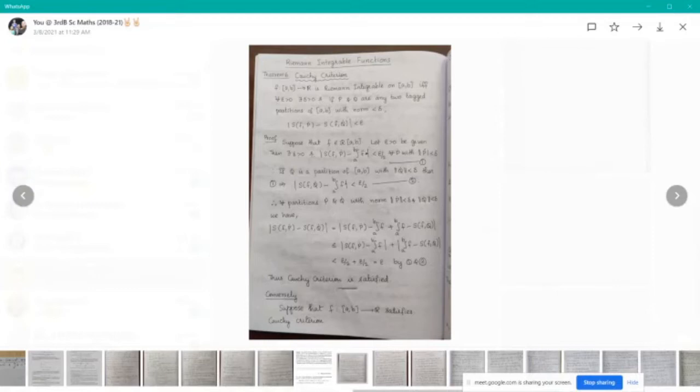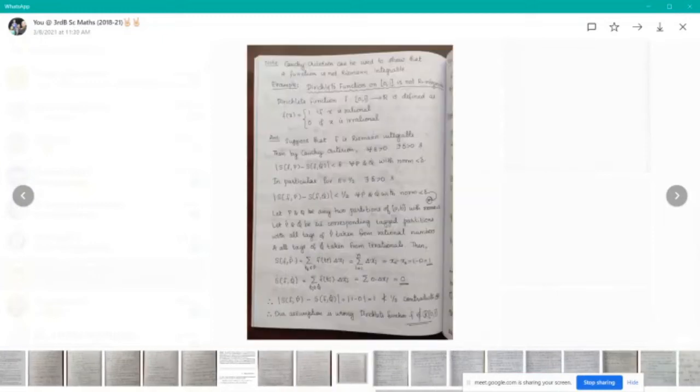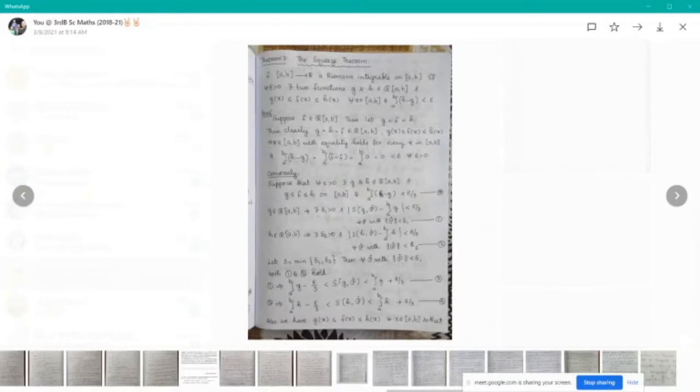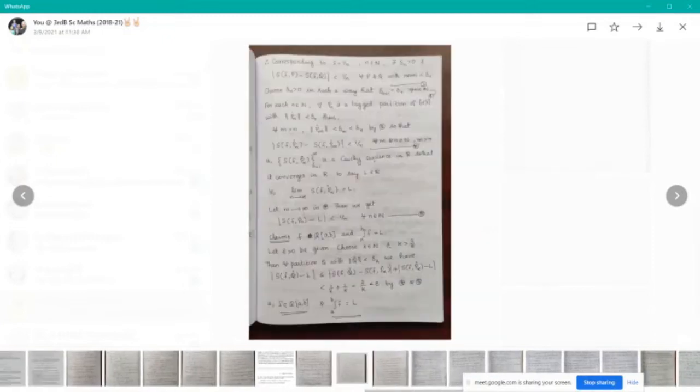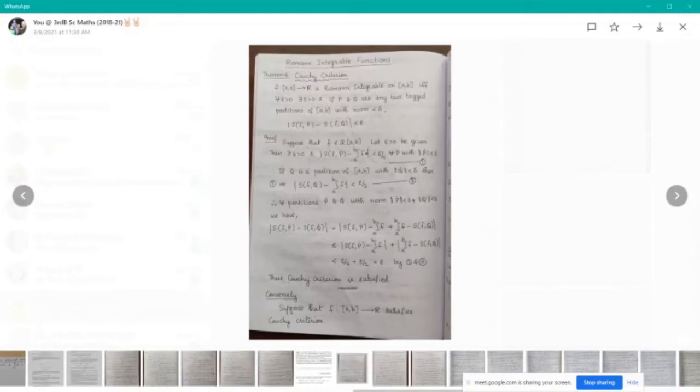And it is also useful for proving a function is not Riemann integrable on a particular closed and bounded interval. For example, using the Cauchy criterion we have proved Dirichlet's function on the closed interval 0,1 is not Riemann integrable on the closed interval 0,1. പിന്നെ അതുപോലെ തന്നെ നമ്മൾ ഒരു റിസൾട്ട് അല്ലെങ്കിൽ ഒരു നെസസറി ആൻഡ് സഫിഷ്യന്റ് കണ്ടീഷൻ ഫോർ ദ ഇന്റഗ്രബിലിറ്റി ഓഫ് എ ഫംഗ്ഷൻ. അപ്പോൾ ആദ്യം തന്നെ നമ്മൾ ഈ സെക്ഷനിൽ 3 നെസസറി ആൻഡ് സഫിഷ്യന്റ് കണ്ടീഷൻ ഫോർ റീമാൻ ഇന്റഗ്രബിലിറ്റി ആണ് പഠിക്കുന്നത്.